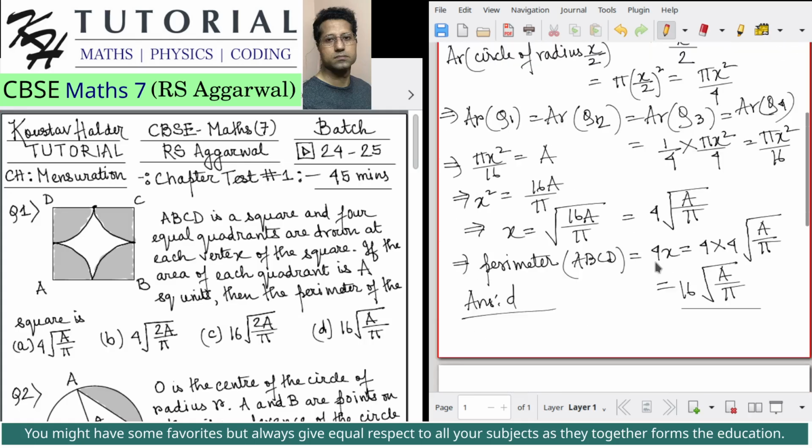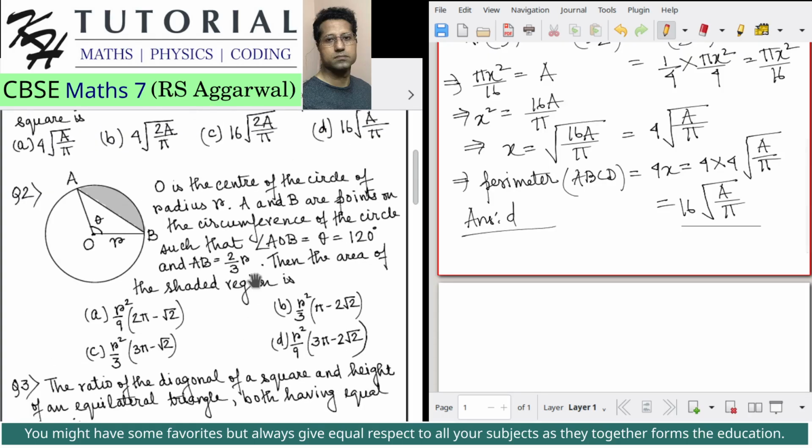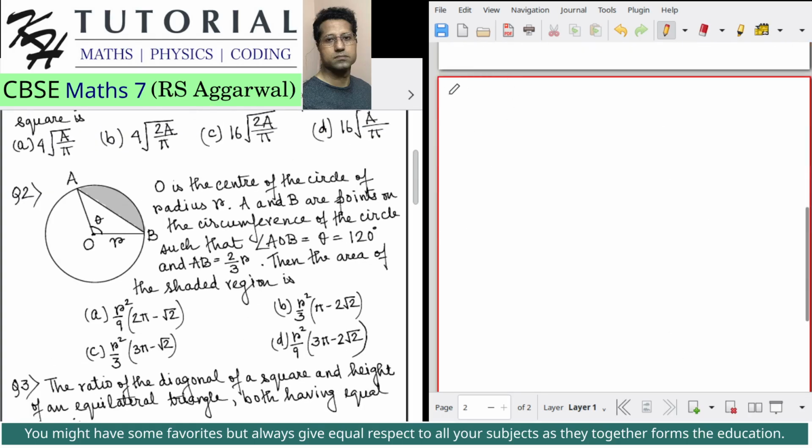Okay, let's do problem number 2. Question number 2. So we have a figure. O is the center of the circle of radius r. A and B are points on the circumference of the circle such that angle AOB, denoted by theta, is equal to 120 degrees, and AB is a chord of the circle. The length of the segment AB is 2 by 3 r, where small r is the radius of the circle. Then the area of the shaded region is.